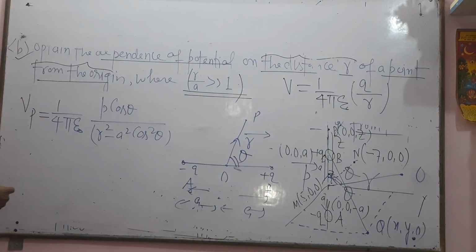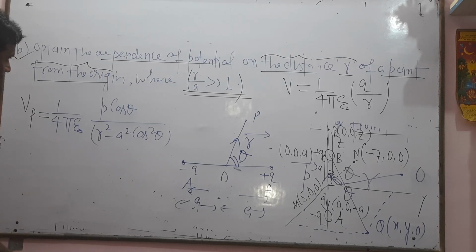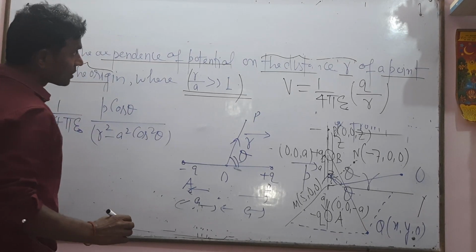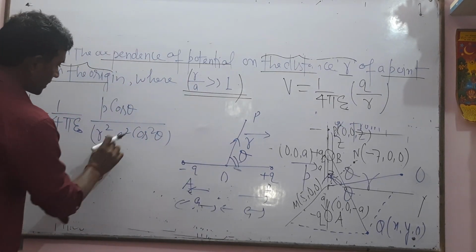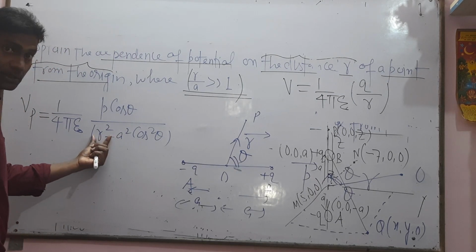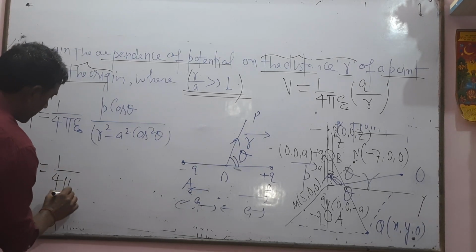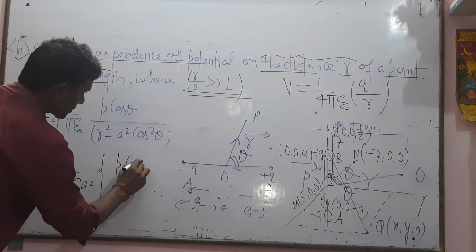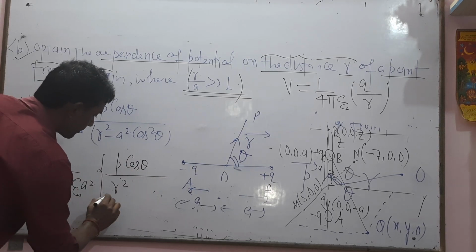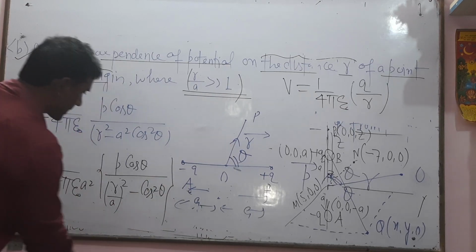So the electric potential at P point equals 1 upon 4 pi epsilon naught, p cos theta divided by r square minus a square cos square theta. In these questions the given condition is r by a is greater than 1. If we divide by a squared, what value will we get? V_P equals 1 upon 4 pi epsilon naught, p cos theta divided by a square into (r by a) whole squared minus cos squared theta.